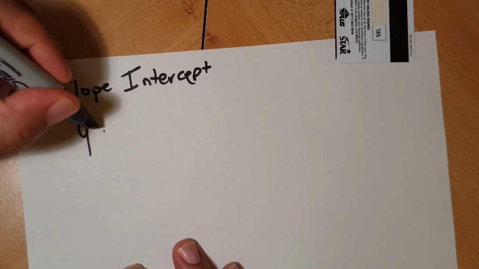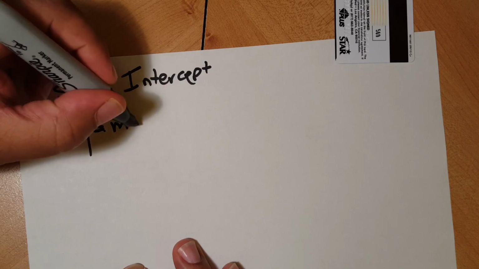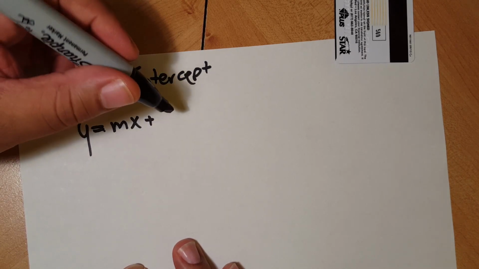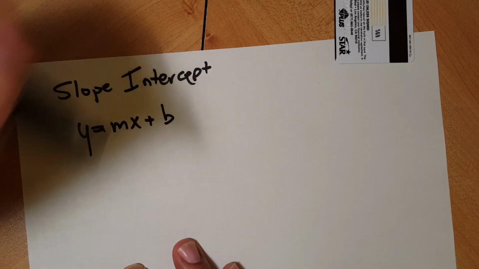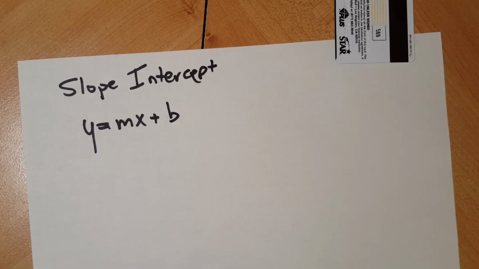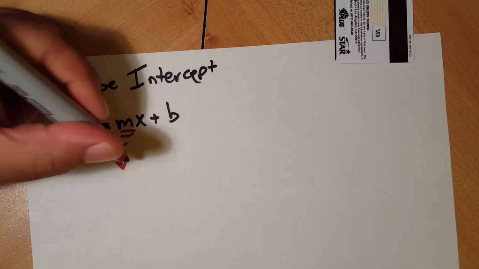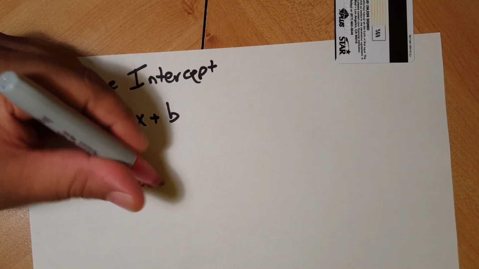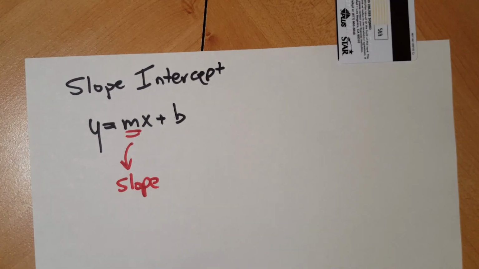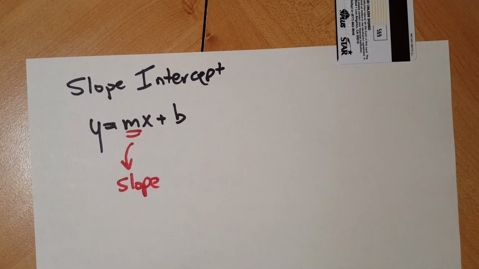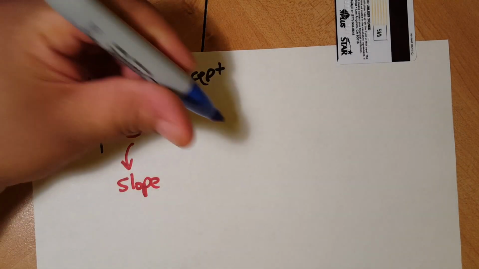The slope-intercept equation is just y equal to mx plus b. All right, so m, like we saw, is slope. And b is just going to be our y-intercept.